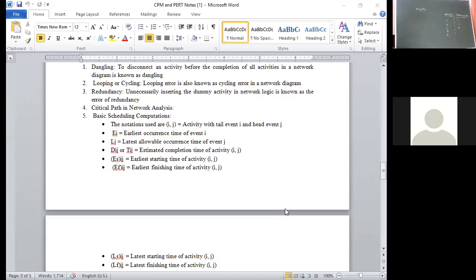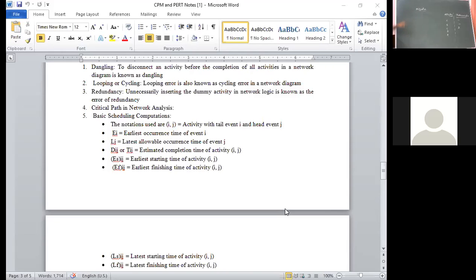Again, coming back to CPM and PERT. PERT is a project management technique. Both are project management techniques only. PERT is a probabilistic model. That means it is too complex. The activities are not predefined. That means it is uncertain. While comparing to CPM, CPM is a statistical technique that manages well-defined activities of a project.